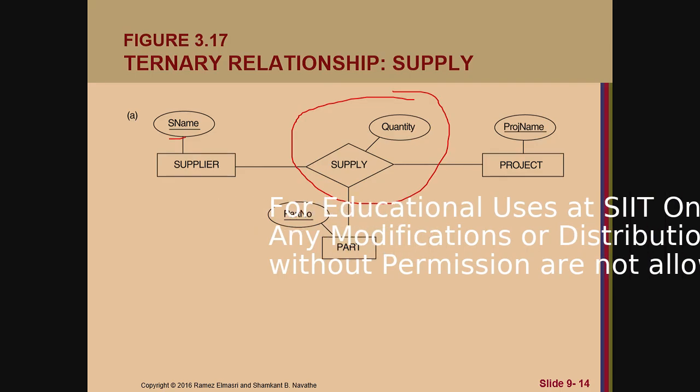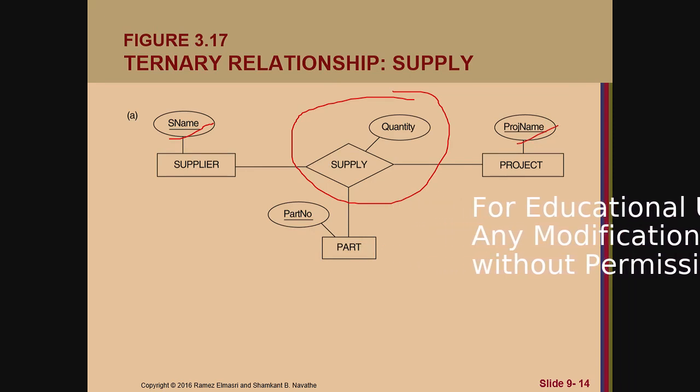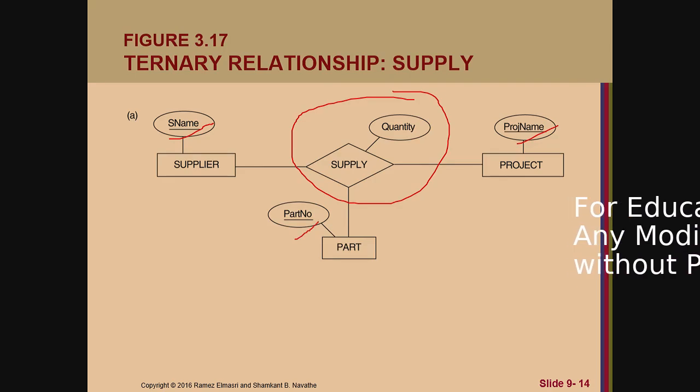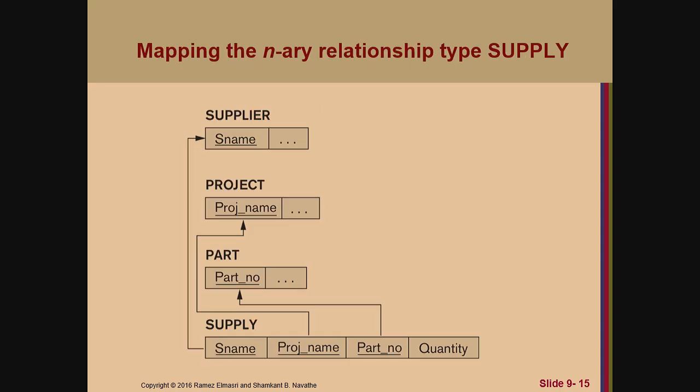Supplier has S name as the primary key. Project has project name as primary key, and the part has part number as primary key. So if you have a ternary or n-ary relationship, you just create a new table and use the primary key of the participating entities, combine them together, and they become the key of the relation. And also don't forget the attributes of the relation in the table. So the new table will become the supply.